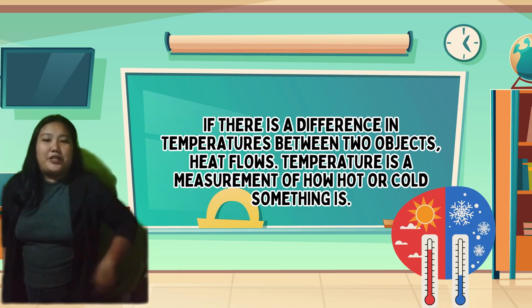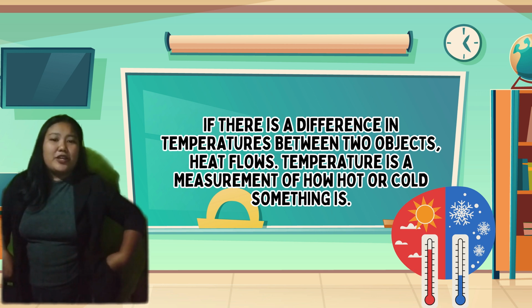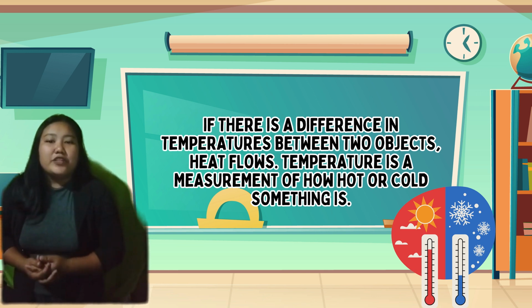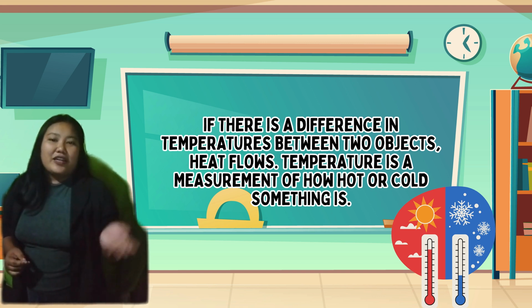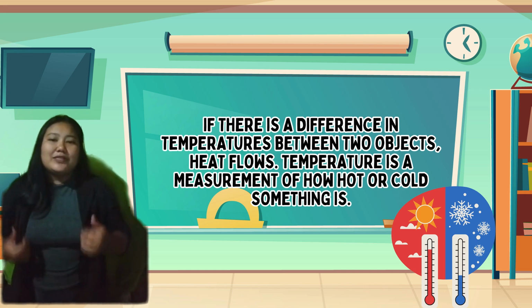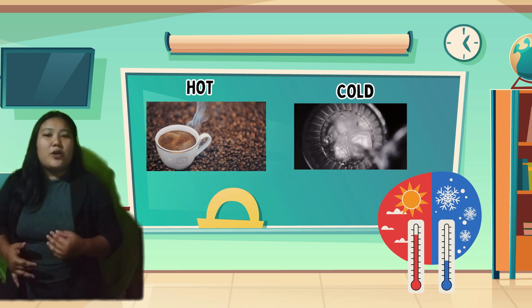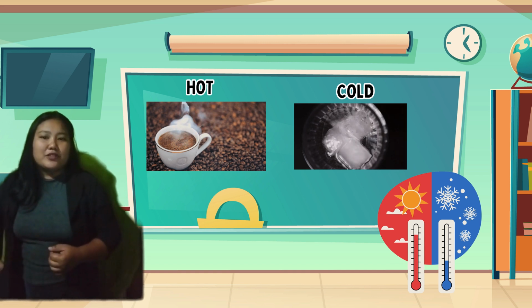First is temperature. Temperature is a measure of the average kinetic energy of the particles within a substance. Think of it as the average speed of all those tiny atoms and molecules jiggling around. The faster they move, the higher the temperature. For example, a hot cup of coffee has a higher temperature than a cold glass of water because the molecules in the coffee are moving faster on average.